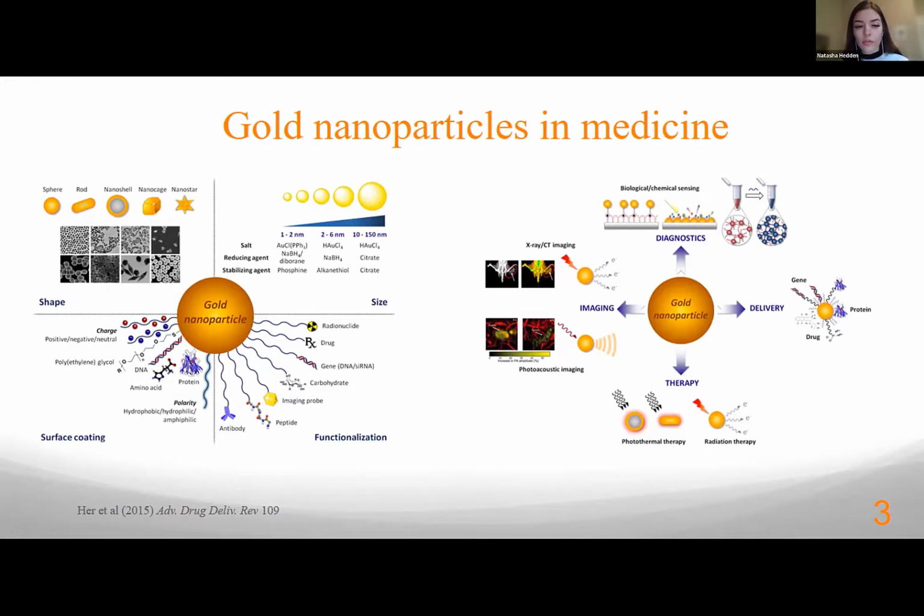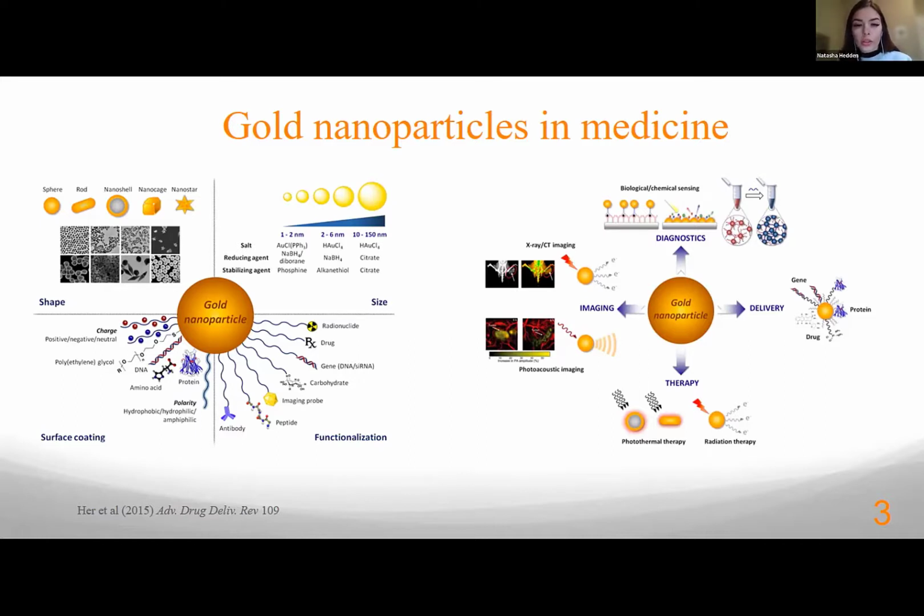So if we look at the figure on the left, we can change the shape, where we could have spheres, rods, shells, cages, and we see that something like a nanoshell might be more ideal for drug delivery, where we could put a drug inside of the shell, versus a solid sphere, which might be better as perhaps a contrast agent, where we want to have a higher degree of attenuation. And so you can adjust this shape to better suit your application.